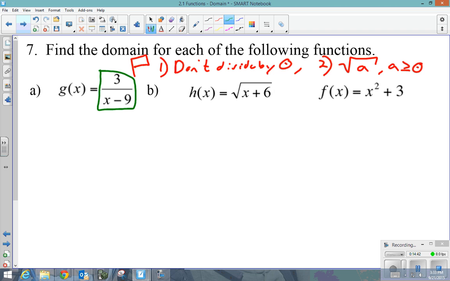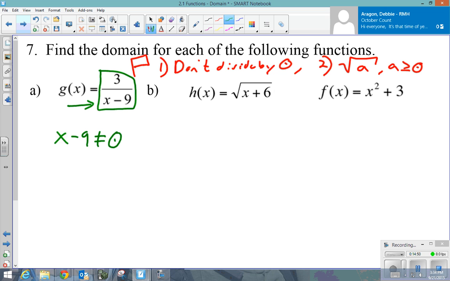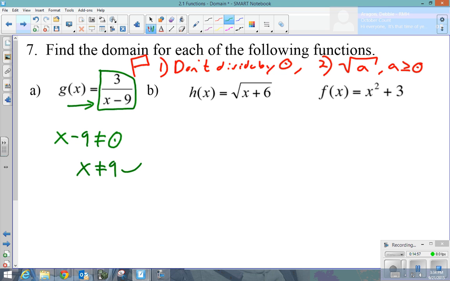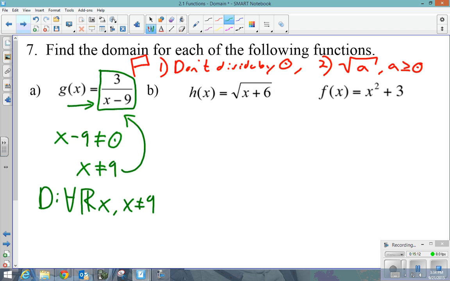Well, my domains are only going to be an issue because I don't want to divide by 0. So I say, well, x minus 9 can't be equal to 0. And I just solve this just like it was equality. So x cannot be equal to 9. And by inspection, I can just say, well, yeah, if I plugged in 9, there would be 0. So the domain is for all real x's except x cannot be equal to 9.